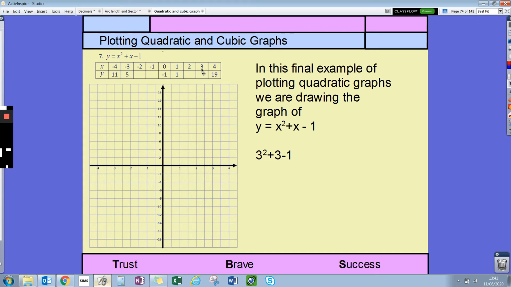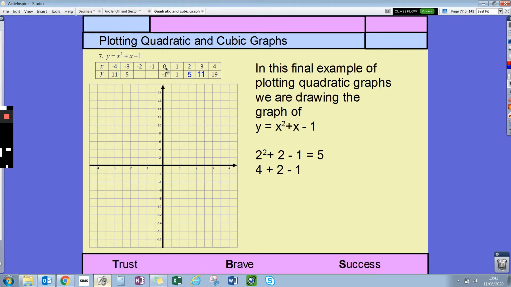Every time we see an x, we're going to swap in a 3. So we're going to do 3 squared plus 3, take away 1. So 3 squared is 9, plus 3 is 12, take away 1 is 11. Then we're going to repeat that for x equals 2. So 2 squared plus 2, take away 1. 2 squared is 4, plus 2 is 6, take away 1 is 5.